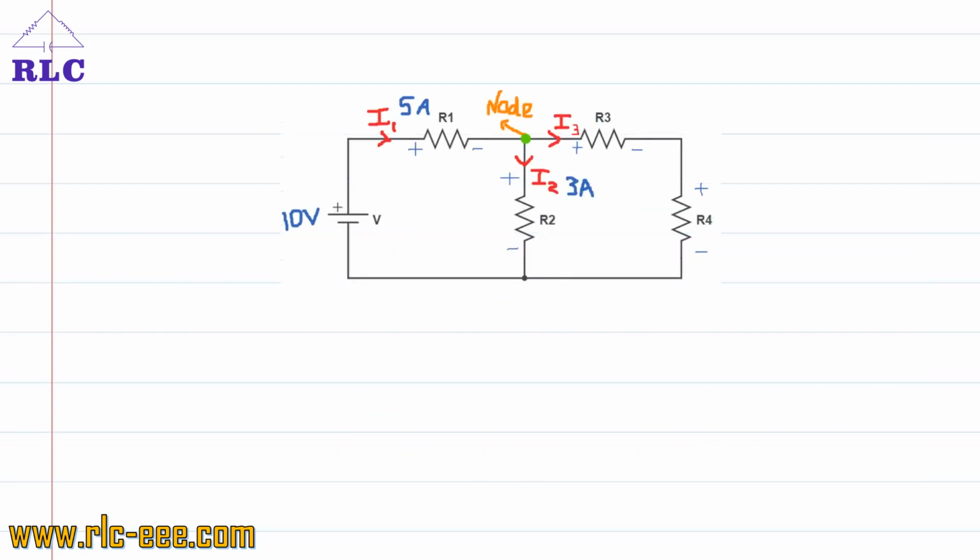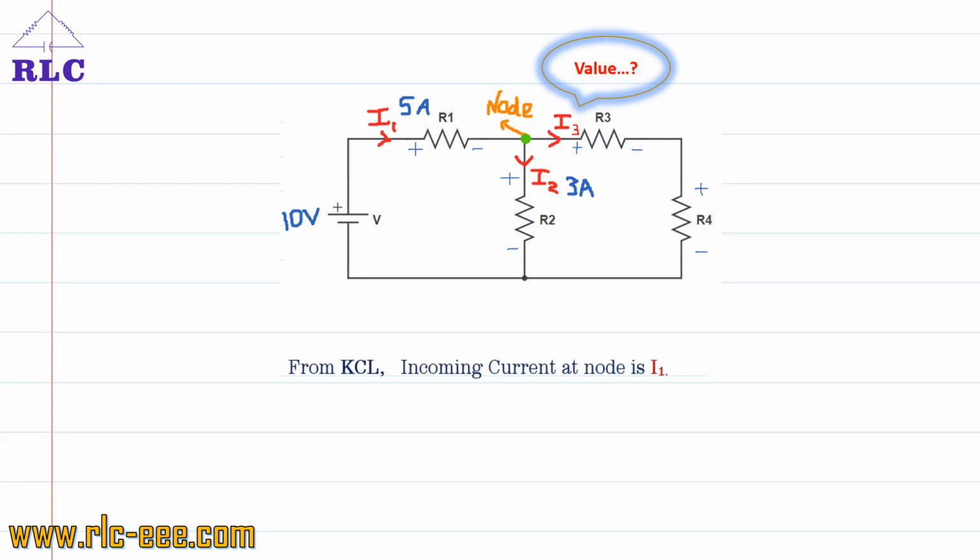Let us consider an example. This is the circuit. I1 is given as 5 amps, I2 is 3 amps, and we need to find the value of I3. For applying KCL, we require a node, correct? From KCL, what are the incoming currents? Only I1 is coming towards the node. Then what are the outgoing currents? I2 and I3, which are away from the node.